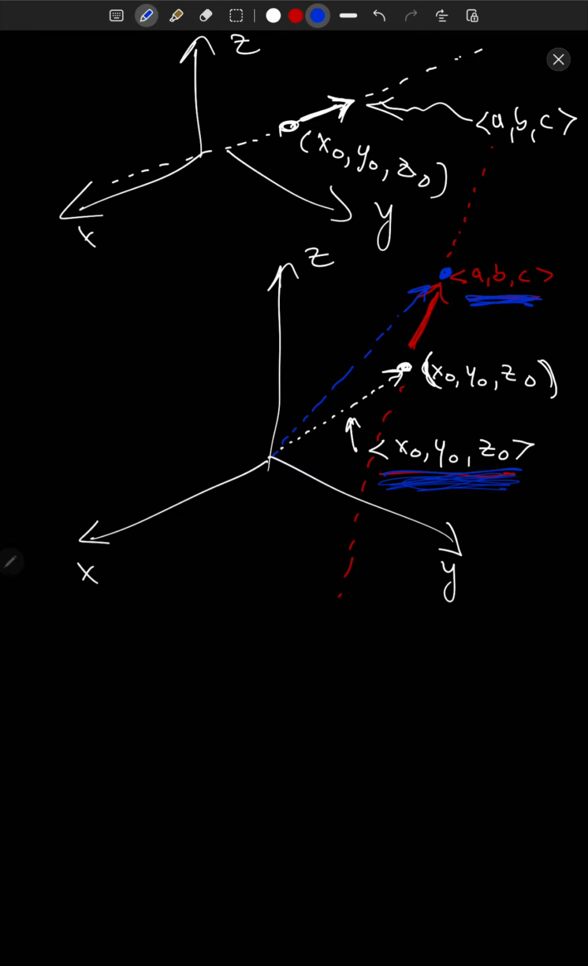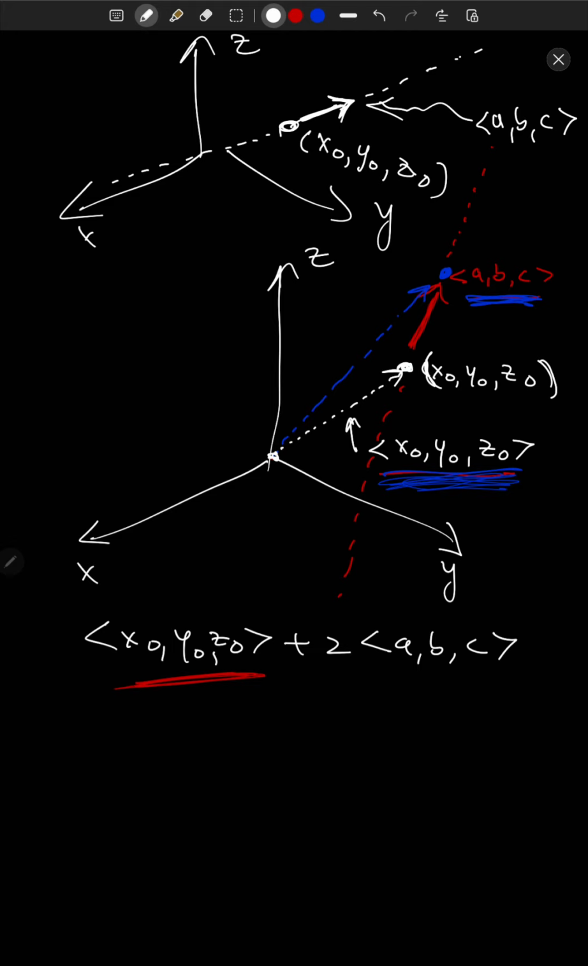In fact, if I add this ⟨x0, y0, z0⟩ vector with anything times ⟨a, b, c⟩, it's going to live on my line. For example, ⟨x0, y0, z0⟩ plus 2 times ⟨a, b, c⟩ represents the point where I start from the origin. In order to do this addition, I go to the head of ⟨x0, y0, z0⟩, and then I go two steps of the vector ⟨a, b, c⟩. The first step leads me to this point, and then another step leads me to that point. And of course, I'm on the line, because I'm still moving in the direction ⟨a, b, c⟩. So the important thing is that any number I put here will keep me on the line.